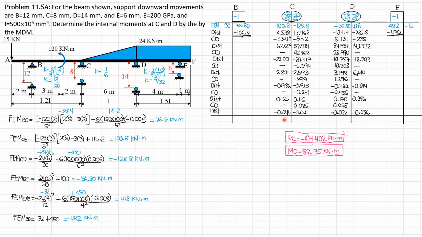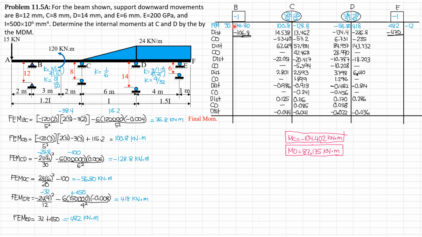If you want the answer to be the same as in three-moment equations and slope deflection equations, then you may go on until such time that the value distributed is very small, 0.001, for example, 0.002. That's the time you end if you want. But I just end here, and these are the final moments.